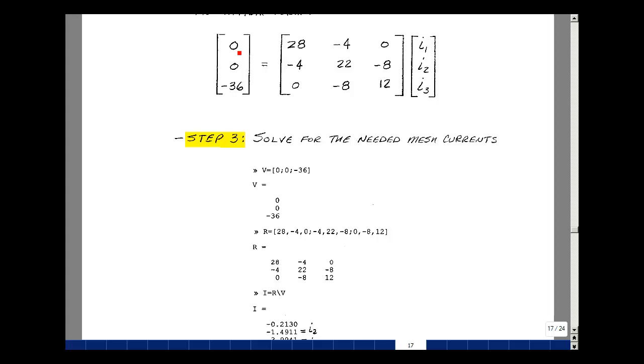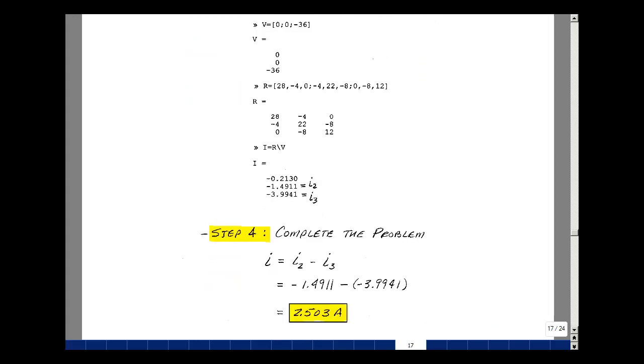My voltage is 0, 0, minus 36. Hit enter and it echoes back my column matrix. And I'm going to call this R. I have 28, minus 4, and 0. Second row, minus 4, 22, minus 8. Third row, 0, minus 8, 12. Hit enter and it echoes back the matrix. Again, if these aren't correct, just use the arrow key to go back and correct it. And we're going to solve for the current. The matrix I is going to be R divided into V. Hit enter and you get the 3 answers, I1, I2, and I3.